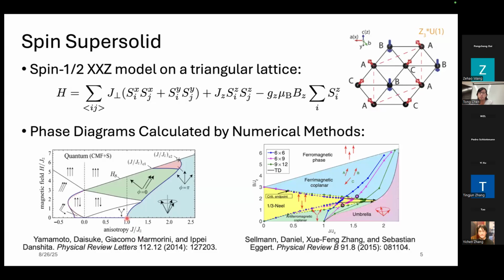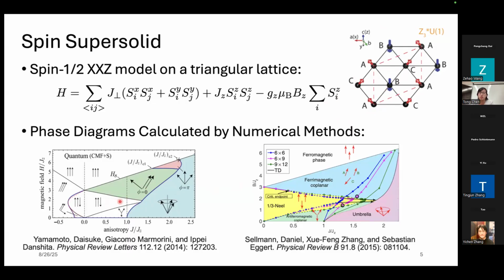If you have a Heisenberg system on a triangular lattice, the ground state is 120-degree ordered. When you apply a magnetic field, you select a configuration like that, and when the field is large enough, you have this up-up-down state. You have three-sublattice order, and on sublattices A and C you have spin up, and on sublattice B you have spin down. So that's the up-up-down phase.